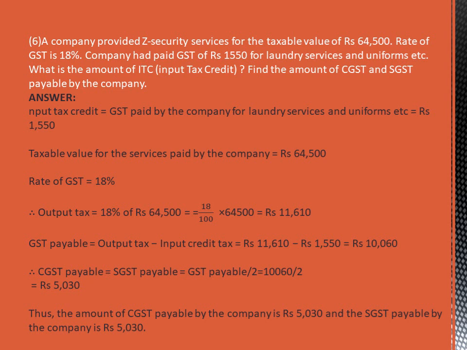Now CGST and SGST are each half of the GST, that is GST payable upon 2. 10,060 upon 2 gives rupees 5,030. Therefore, the amount of CGST payable by the company is rupees 5,030, and SGST payable by the company is also 5,030. Are you understanding here?